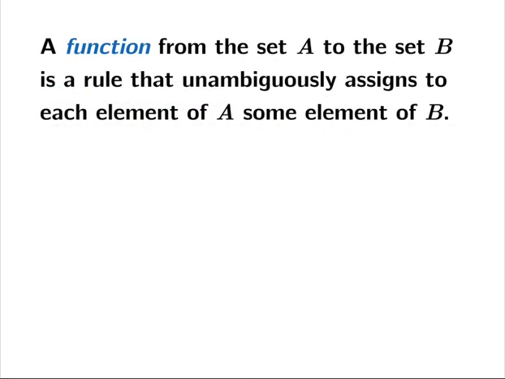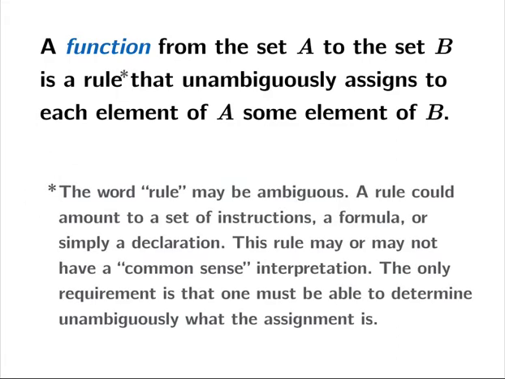So let's talk about what a function is. A function from the set A to the set B is a rule that unambiguously assigns to each element of A some element of B. Now this sounds very abstract. And so what do we mean by a rule? That's kind of an ambiguous word, perhaps.